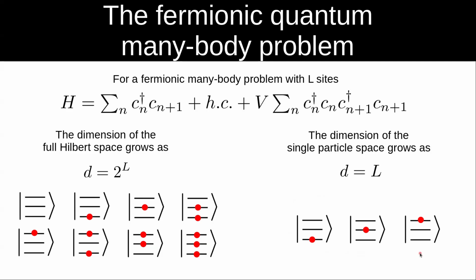But if we have quantum many-body Hamiltonians, and in particular, we have terms in our Hamiltonian that are not bilinear, but rather biquadratic, then we need to write the whole Hamiltonian in this full basis.